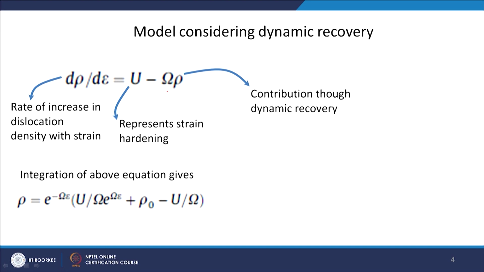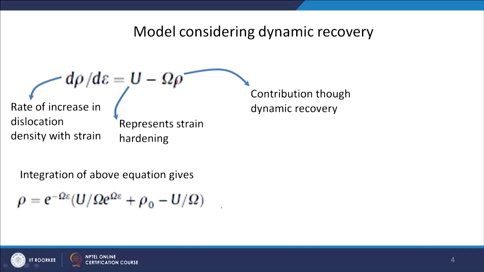So, that is why it is in negative term, as recovery will take place, the dislocation density will decrease. So, the rate of dislocation density increase as a function of strain should have a negative influence on that. Now, if you integrate the above equation, you get the rho terms in this form, that is how rho will change as a function of strain.